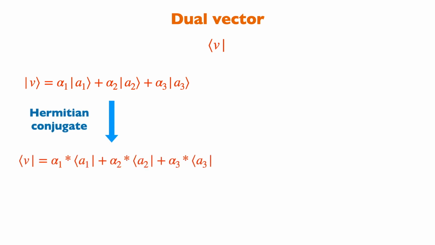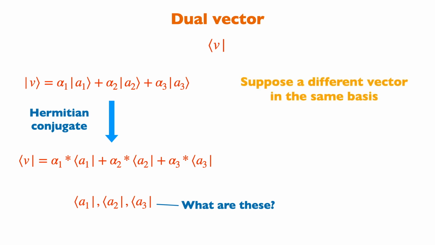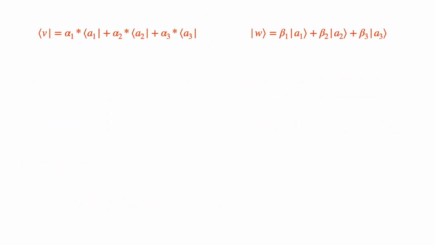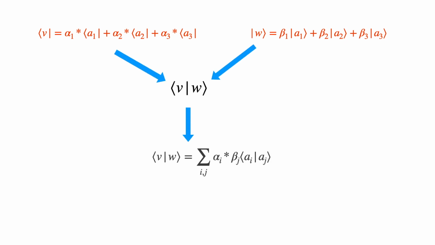In a given basis, Hermitian conjugation replaces the basis elements with their corresponding bra, while taking complex conjugation on all vector components. You may ask, what then are the duals of the basis elements? This question is best answered with an example. Suppose we have another vector W in the same basis. Taking the inner product of this new vector W with the vector V, we get, where the last equality is due to the orthonormal property of the basis vectors.